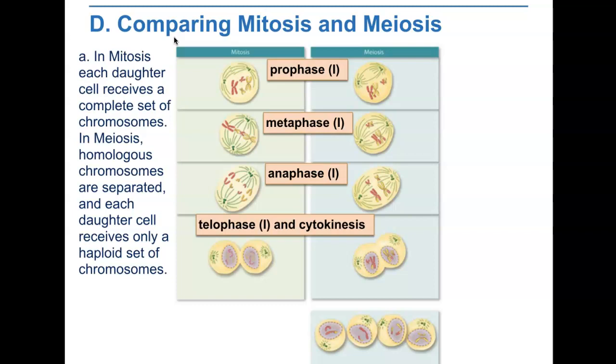A cell replicates or copies all of its chromosomes before entering either mitosis or meiosis. However, the next steps differ dramatically. In mitosis, each daughter cell receives a complete diploid set of chromosomes. In meiosis, homologous chromosomes are separated and each daughter cell receives only a haploid set of chromosomes. As a result, in meiosis, the 2 alleles for each gene are segregated and end up in different gamete cells.